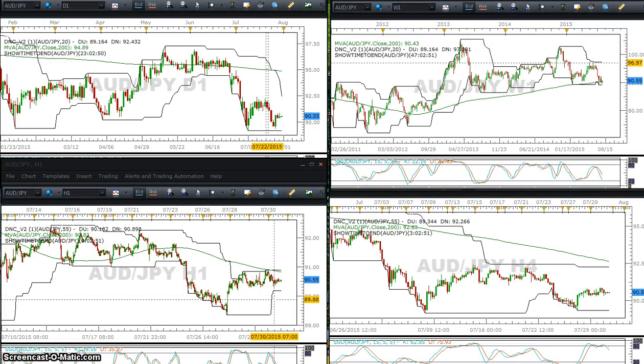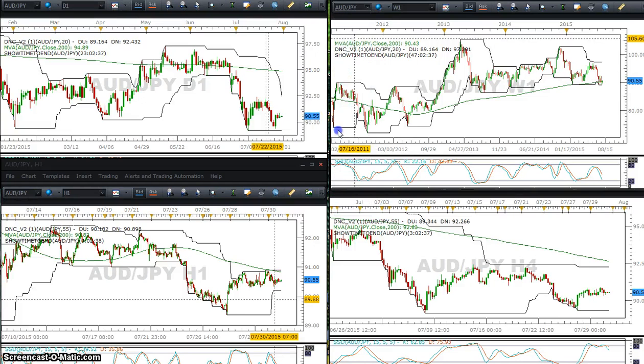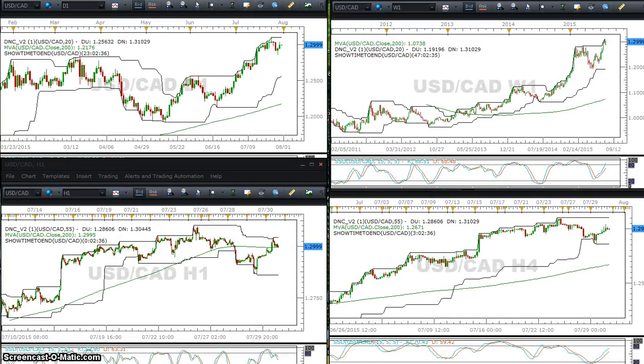Let's see if we can squeeze in one more currency pair. Let's do the USD Canadian. The dollar is the strongest currency, and the Canadian is the second weakest. And there we are.